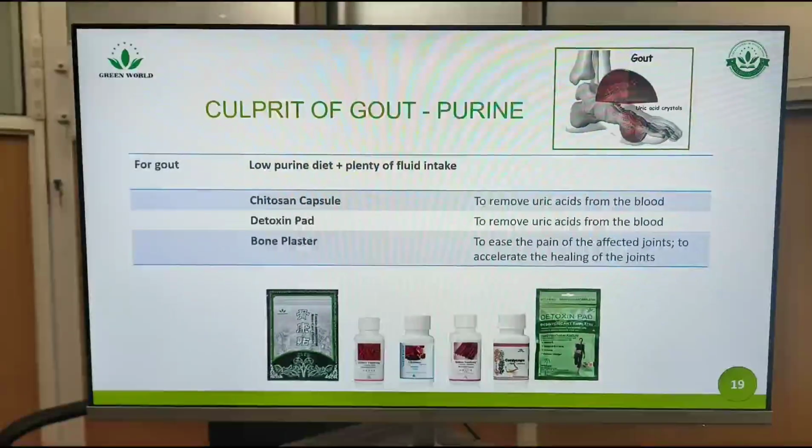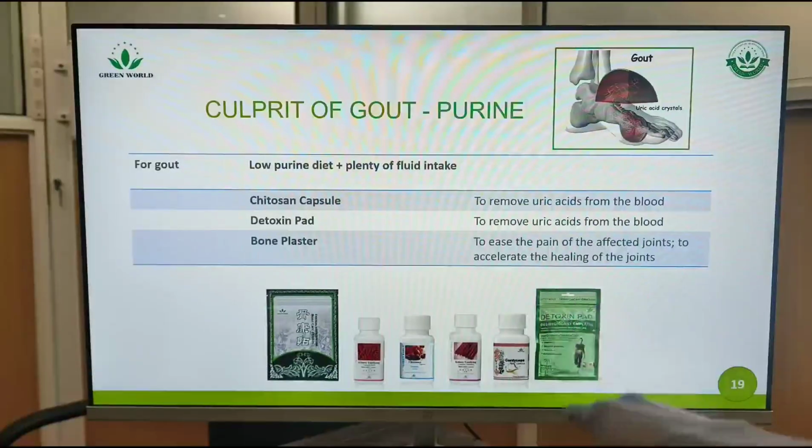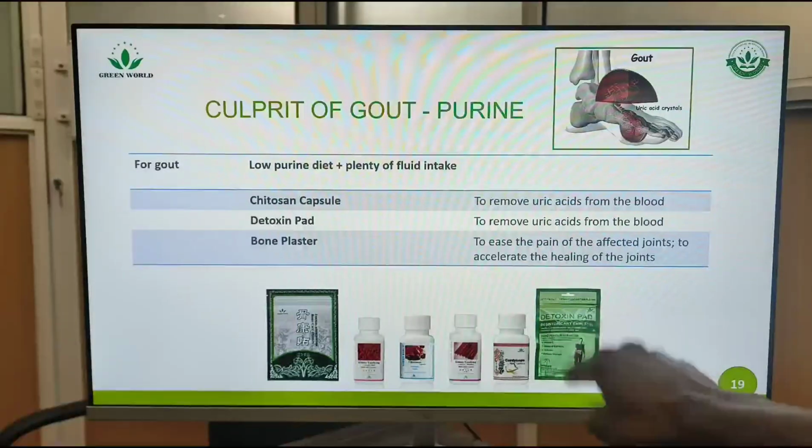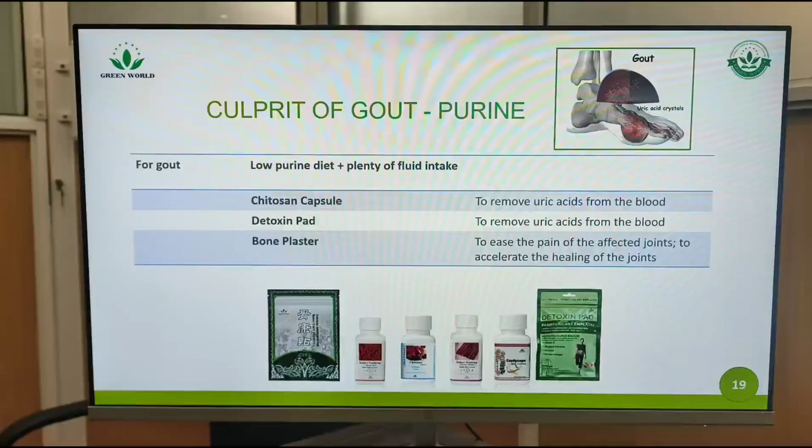Then number 2, we will add what is called a detoxing pad. The detoxing pad is here. It's like a bandage that you put on your leg. If you look properly, it has vitamin C, which is a good antioxidant, and we also have botanical extract. It says chitosan again. The detoxing pad has chitosan. Then you also have bamboo vine jar. So the Greenwell detoxing pad will help in removing excessive uric acid from the blood, and also you will have to add this one.